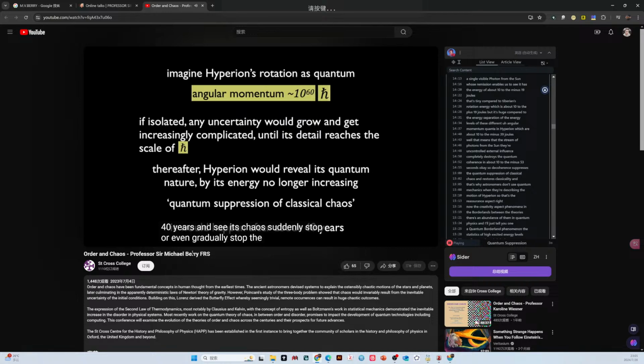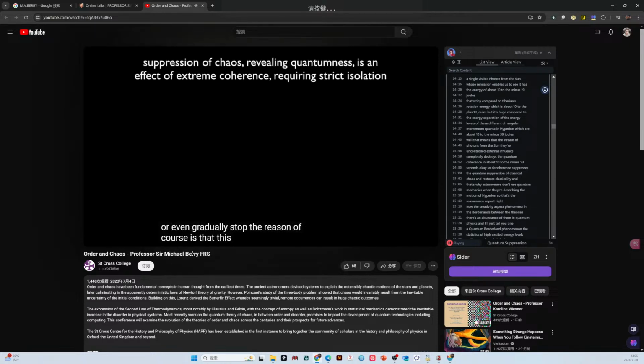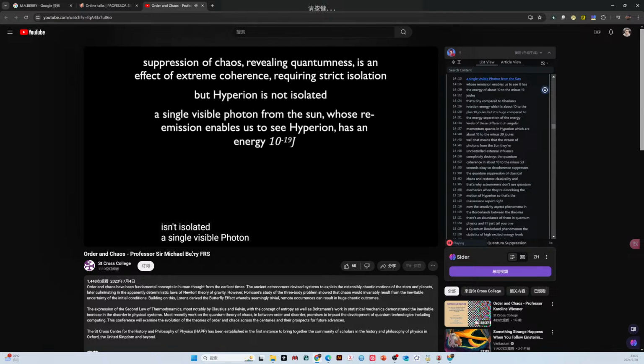gradually stop. The reason, of course, is that this suppression of chaos is an effect of extreme coherence requiring strict isolation. Of course, it isn't isolated. A single visible photon from the sun, whose re-emission enabled us to see it, has an energy of about 10 to the minus 19 joules.